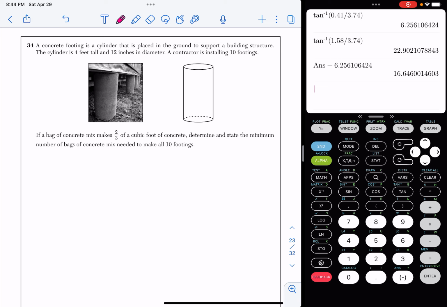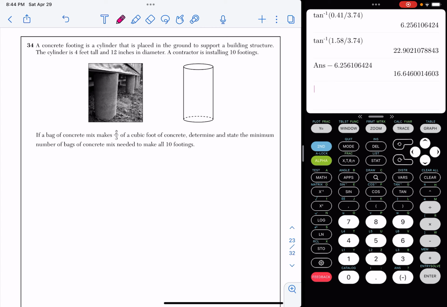Okay, for number 34, we have kind of more like a real-world application question. These are common on the part 4 or part 3 and part 4 questions. All right, a concrete footing is a cylinder that is placed in the ground to support a building structure. The cylinder is 4 feet tall and 12 inches in diameter. A contractor is installing 10 footings.